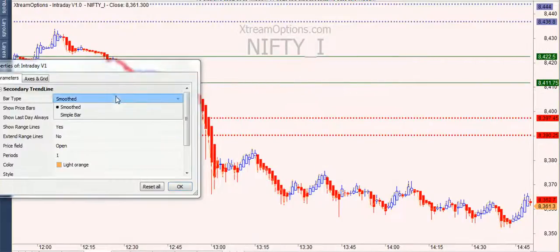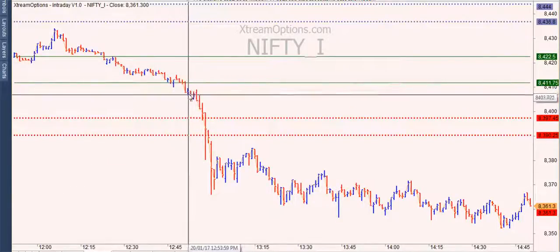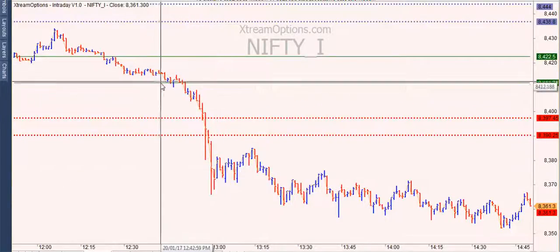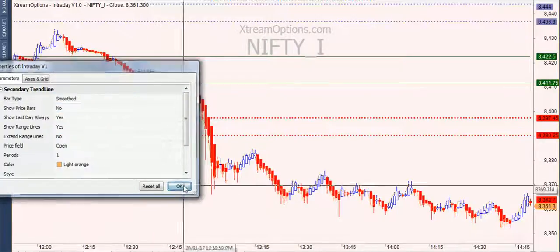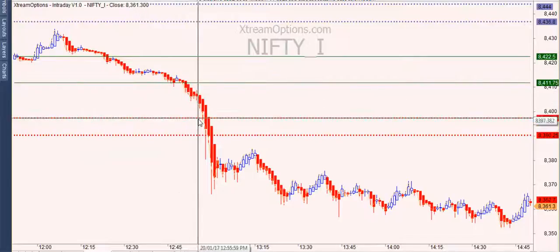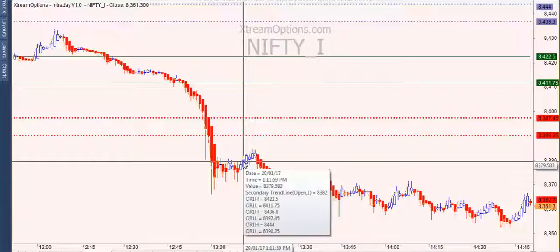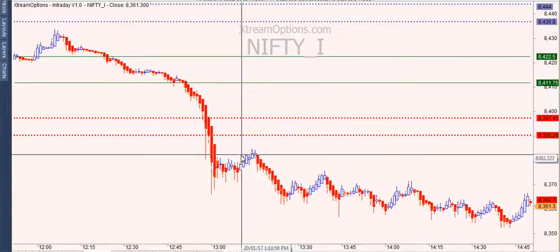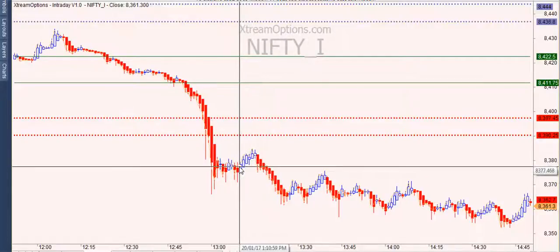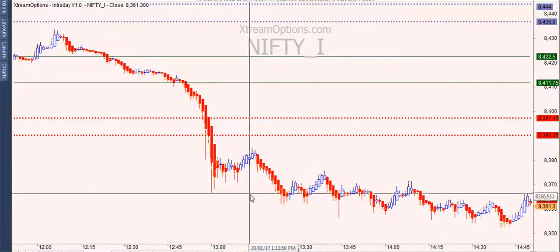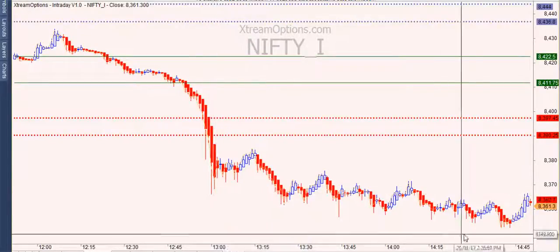If I plot simple bars, you'll see a couple of green bars as well in between, but that's okay, we ignore that, which is the reason why we use the smoothed bars, which will tell you that the price has stopped falling or the price has stopped moving upwards. This is the point where we take the trade, when the price makes up bars, and we keep a stop loss of the low of the bar.